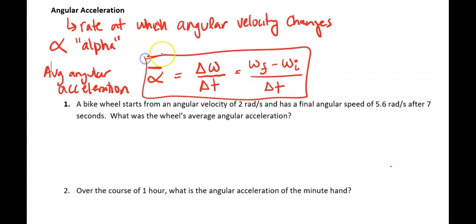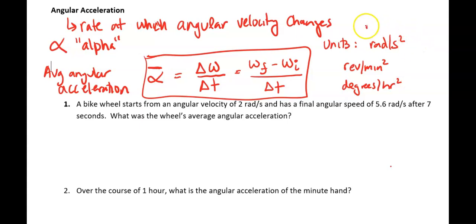Cool. So let's go ahead and write down some possible units for angular acceleration. It's an acceleration, so it's per time squared. Oftentimes for units, we're going to use radians per second squared. We might see revolutions per minute squared, or degrees per hour squared, whatever you want. People might write radians per second squared as radians per second. Any of those is totally fine. Cool. Try these two problems below and then check back in on the video.